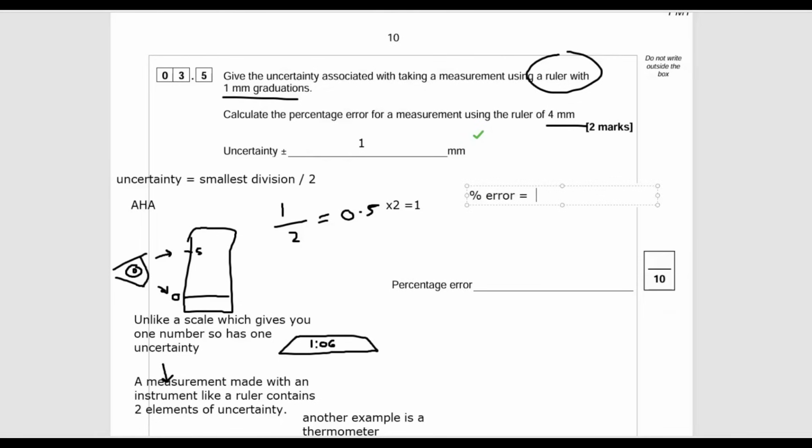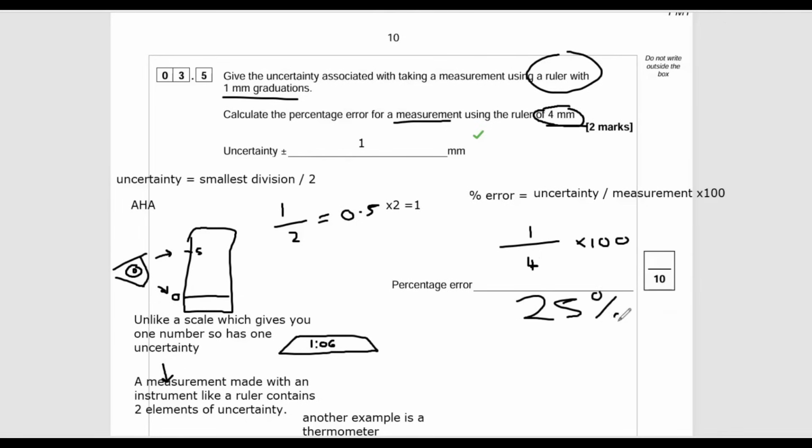So we're looking at percentage error, folks, and you've got to know the percentage error equation off by heart. The percentage error is your uncertainty, which we calculated in the first calculation, divided by the measurement, times 100. In this case, they've told us you're using the ruler to measure 4 millimeters. We know the total uncertainty was 1, because in a ruler you double the uncertainty. So it's 1 divided by 4 times 100. The answer is 25% for the percentage error. And there we go. That will get you the marks.